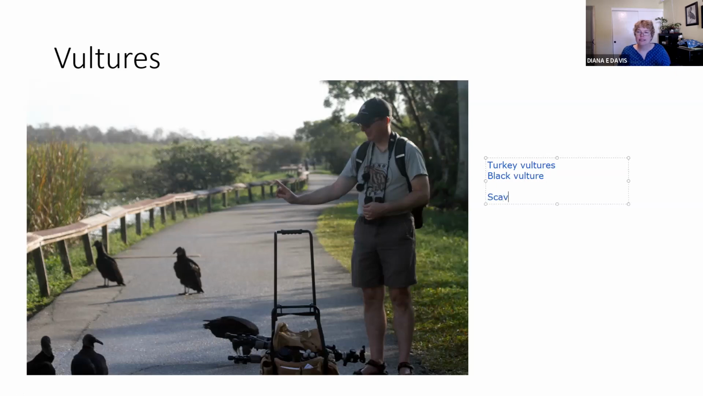These are scavengers, and they are primarily carnivores. They eat a lot of carrion, also known as animal carcasses or dead animals. They usually have a bald head.